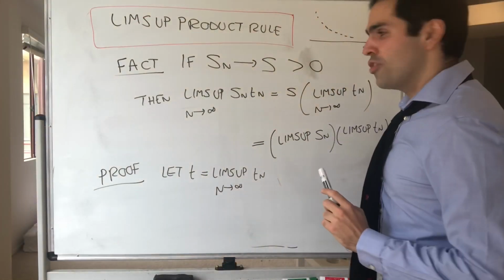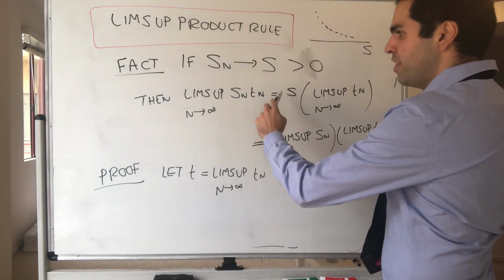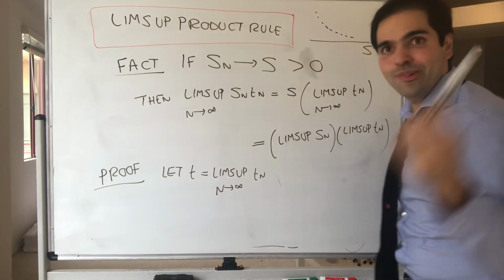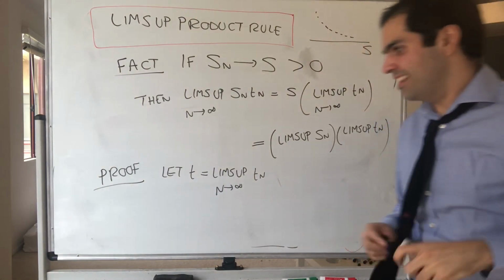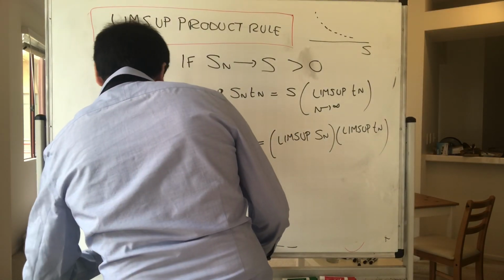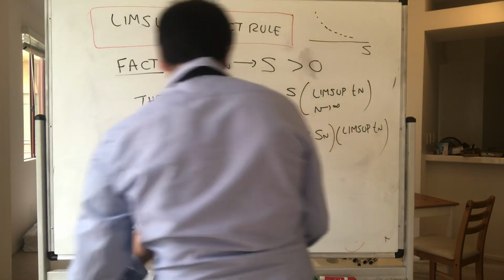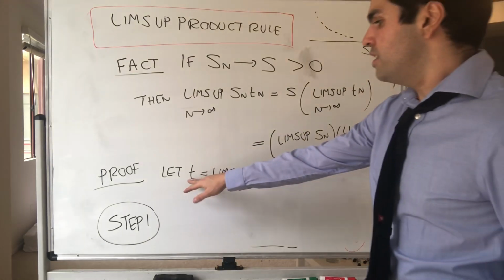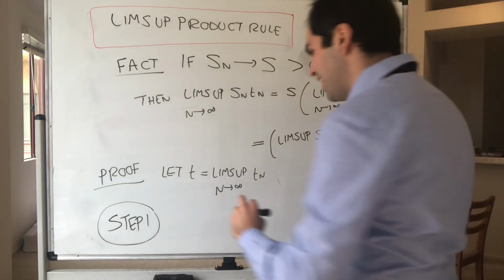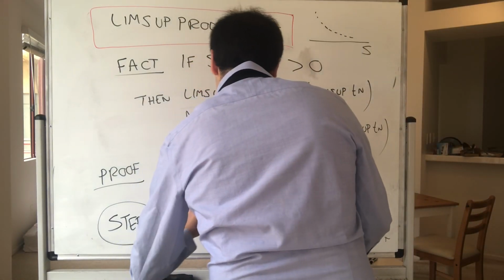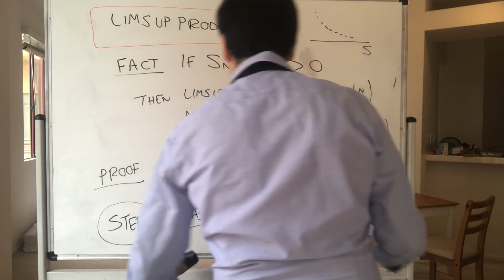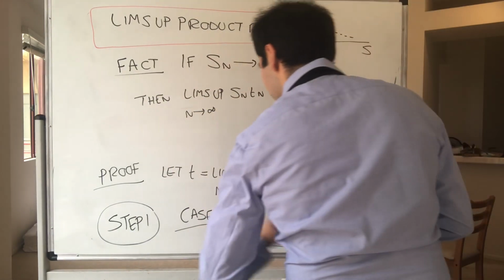Okay. Here's how our proof is going to work. We will show that this is less or equal to that, and then this is less or equal to that. So a very typical analysis way of doing this. So step 1, let's show one inequality. And here's the only issue. Well, T could be finite or it could be infinite. So let's do it by cases. So case 1, T is finite, or T is a real number.